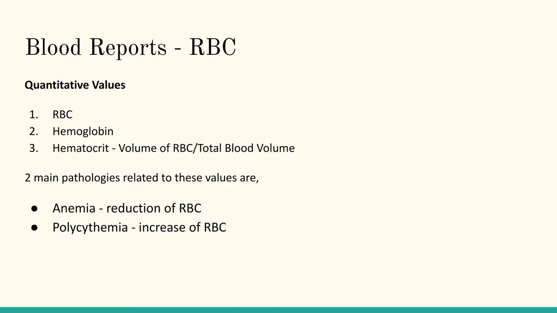Based on the quantitative values, there are two main pathologies. The first one would be anemia, which is the reduction of RBC. Technically, it's not just the reduction of RBC, it can be the reduction of all RBC, hemoglobin, and hematocrit. And polycythemia is the increase of RBC.